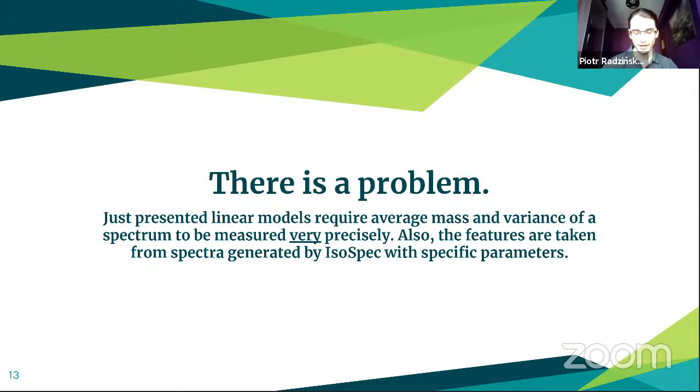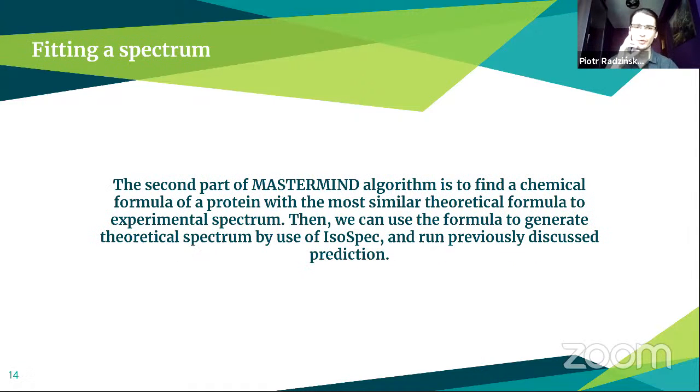And there is a problem, because we have to measure variance and average mass from the spectrum very, very precisely. And it's quite impossible in experimental spectra. There is too much noise, even for measuring average mass precisely. And so variance is almost impossible. So our idea is, if we have an experimental spectrum, we can try to fit a theoretical spectrum and check which theoretical spectrum fits the best.